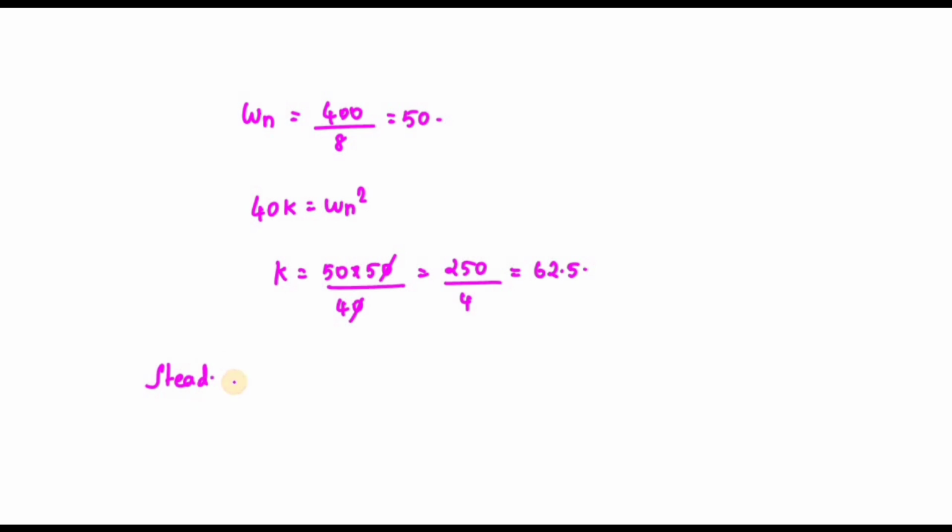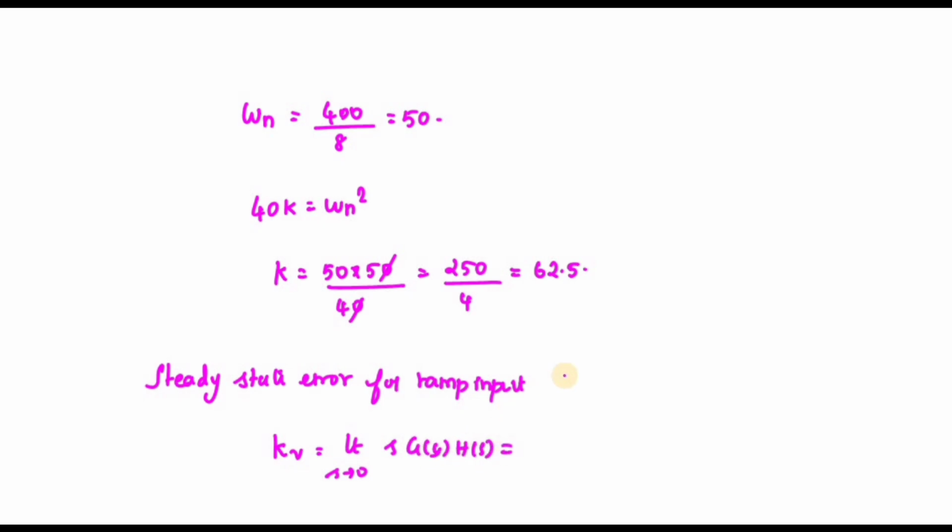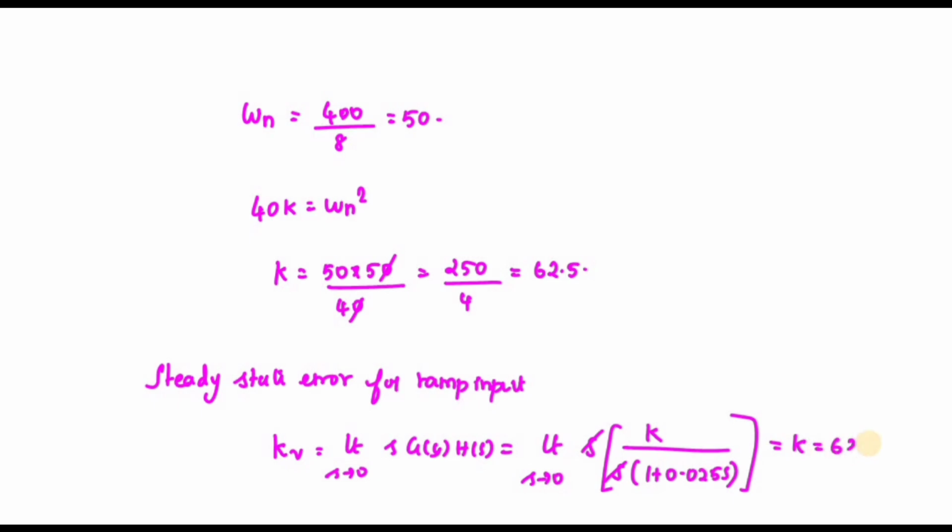And what is the next question? They have asked to find the steady state error for the ramp input. So we know Kv is equal to limit s tends to 0 of s into G(s) into H(s), and the H(s) value is 1. So I will get limit s tends to 0 of s into K divided by s into (1 plus 0.025s). Here s gets cancelled out. If I substitute, I will get the value equal to K, which is 62.5. That is the value of Kv.